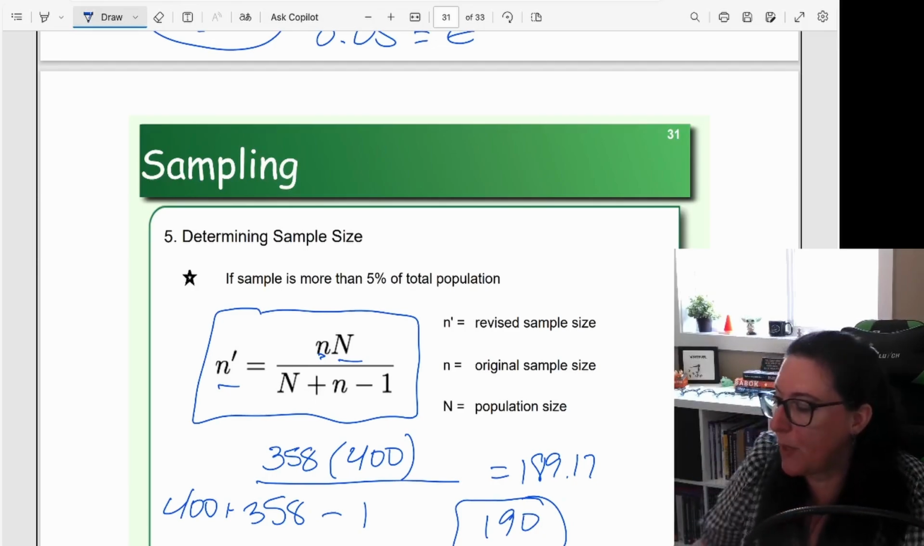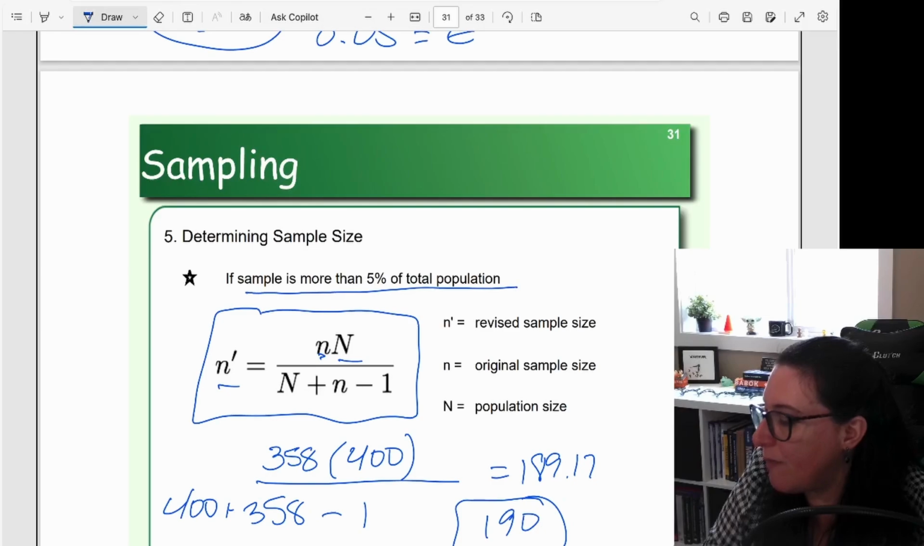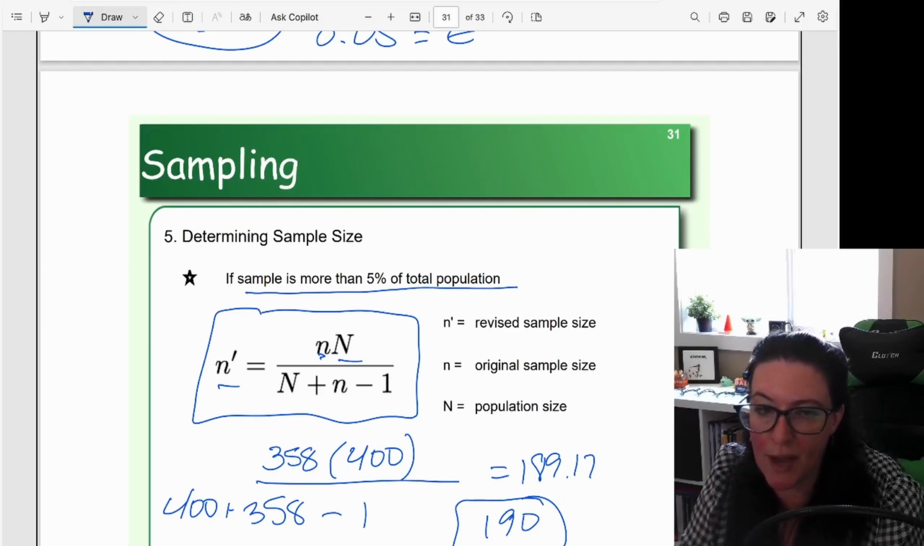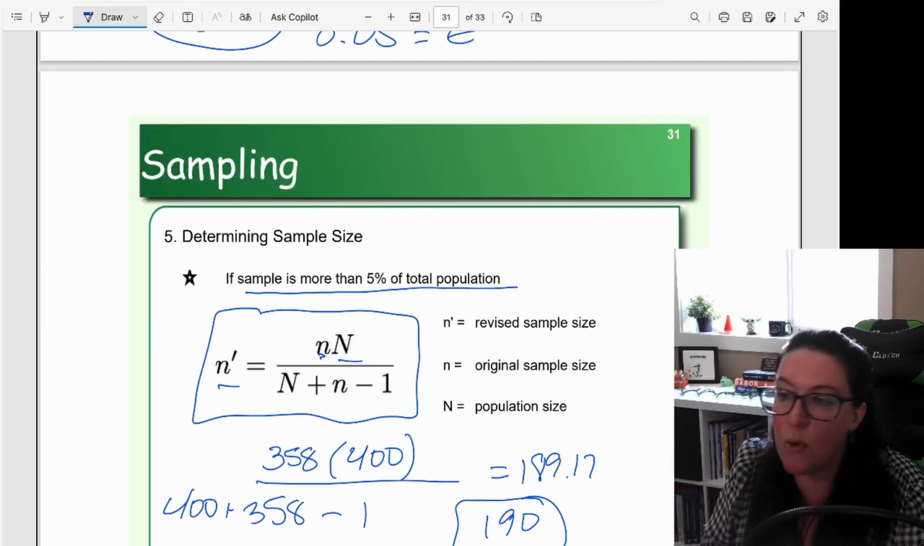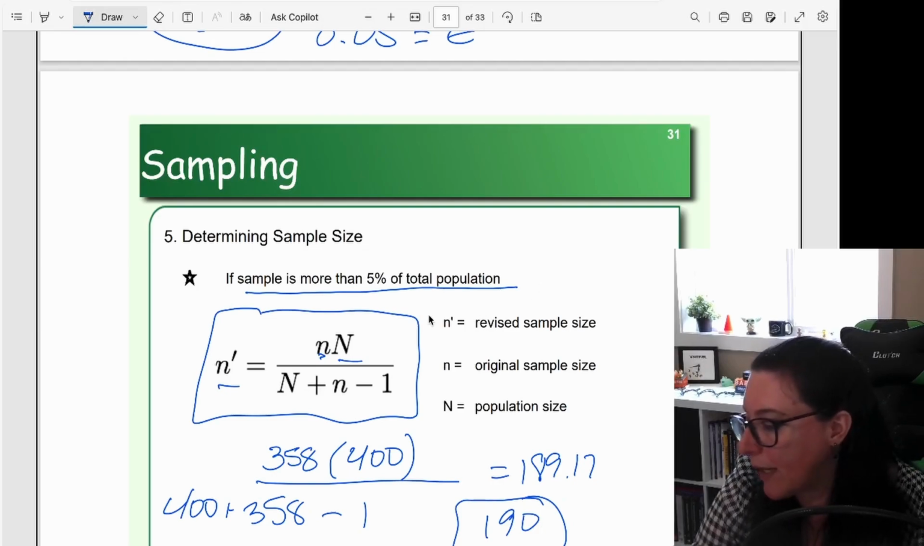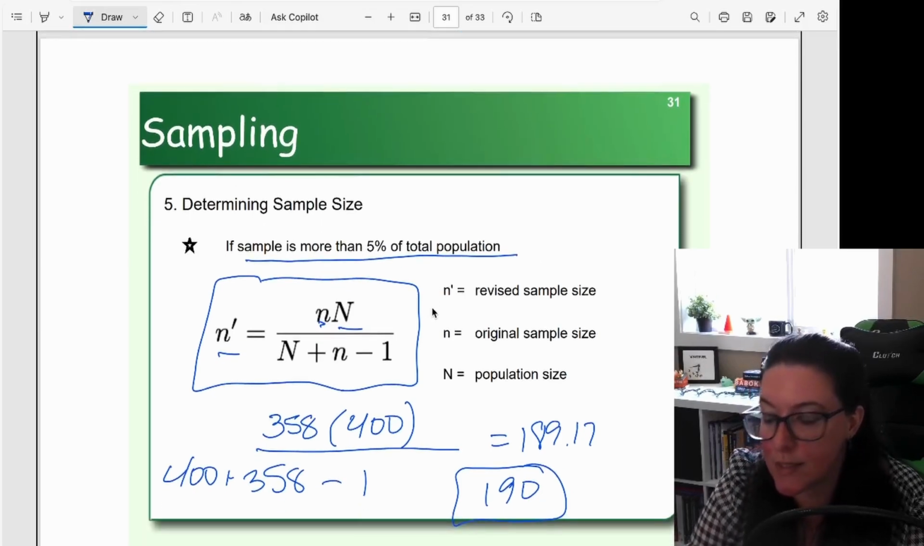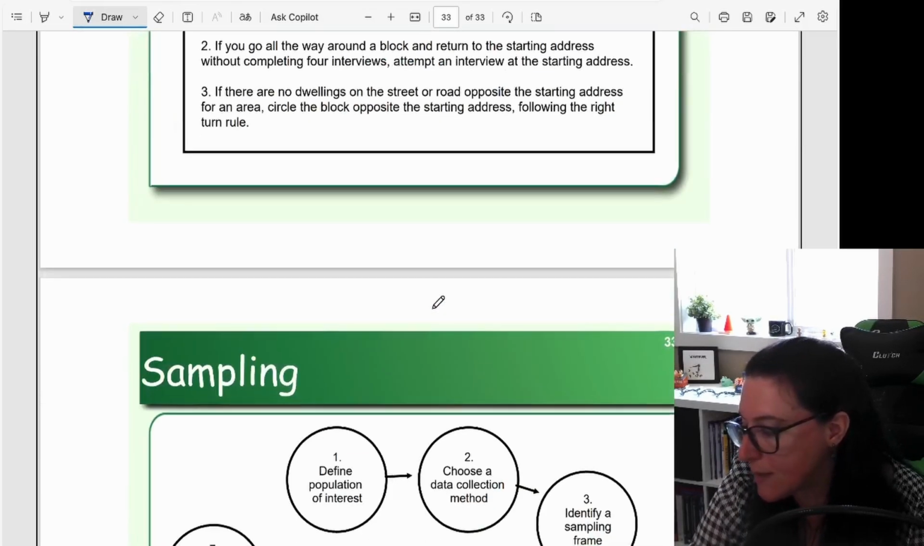So if your sample is more than 5% of the total population after you do these methods, you can do an adjustment to take that into consideration, and it will move your sample size down. So another calculation to do as you're determining the appropriate sample size for your process.